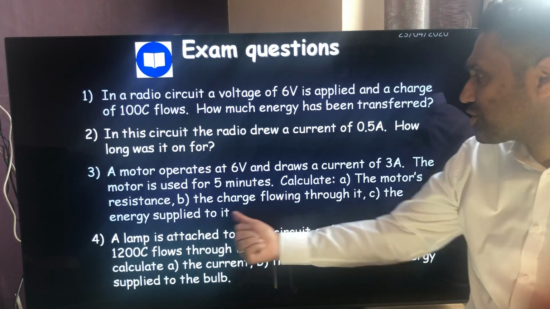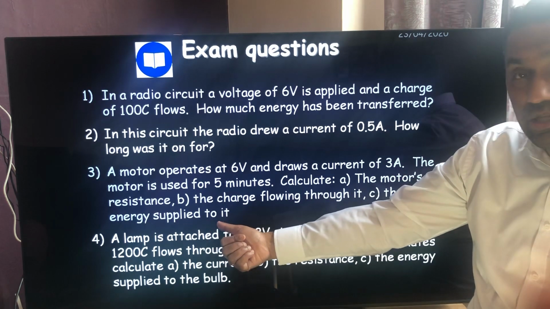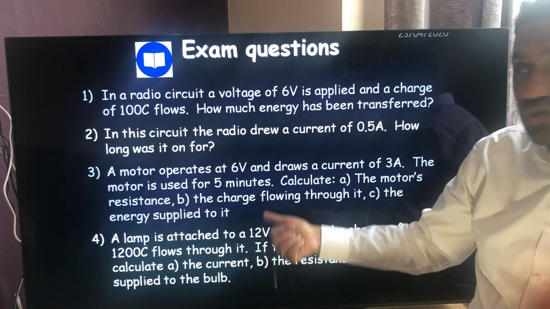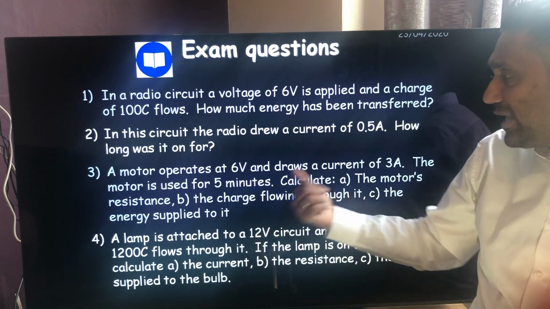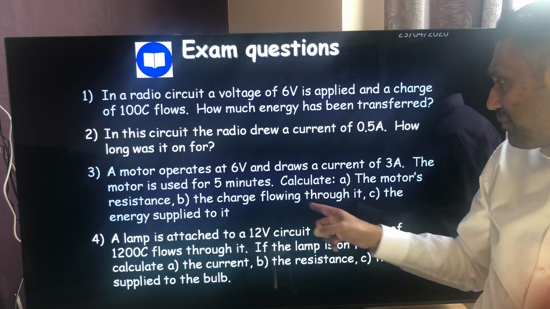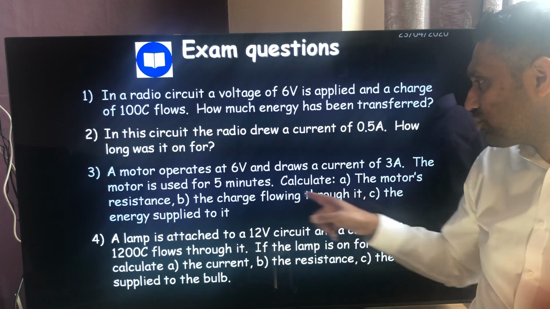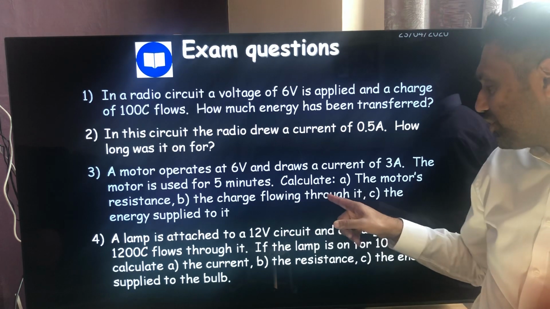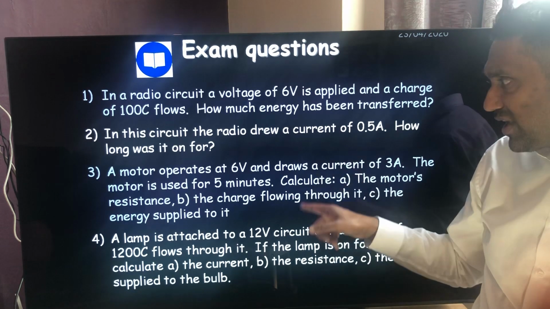And then the energy supplied to it. The energy supplied to it, E equals QV. We just learned that from the previous slide. E equals QV. So the Q is what we just calculated from part B. So that was 900 coulombs. 900 is Q, V is 6.